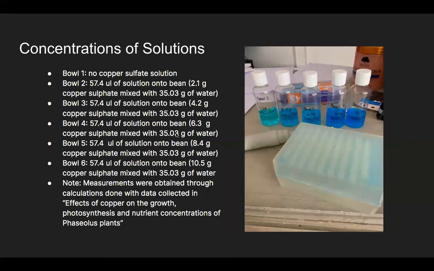This is a list of the concentrations of the solutions. The amount of water was kept constant in each test tube, and the amount of copper sulfate was increased by 2.1 grams. These measurements were calculated using information from data collected in the article, The Effects of Copper on the Growth, Photosynthesis, and Nutrient Concentrations of Phaseolus Plants.